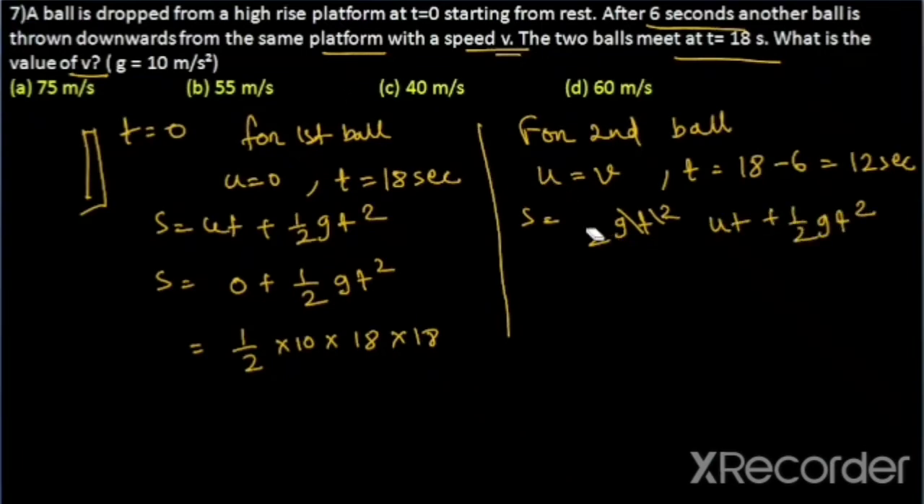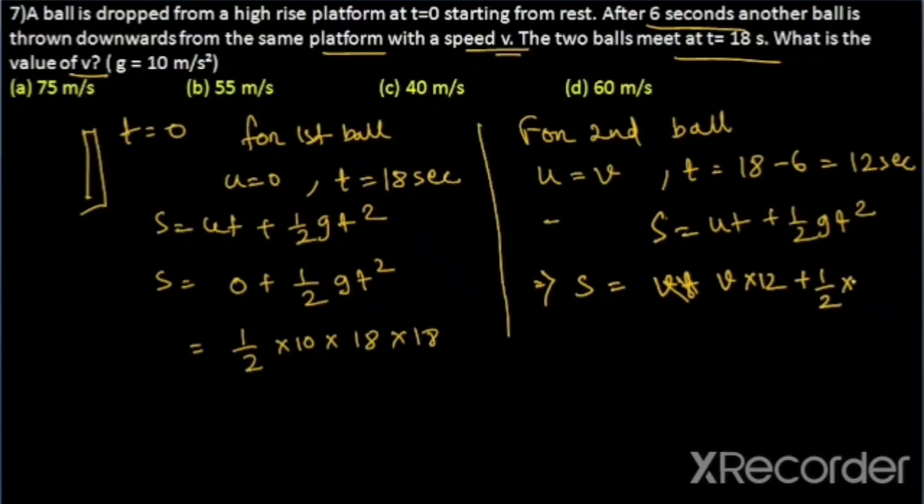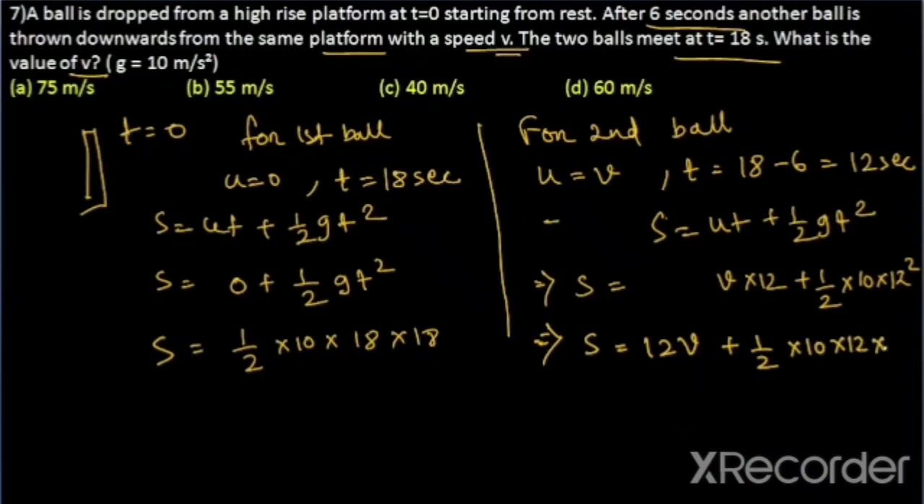S is equal to ut plus half gt square. That will become s is equal to v into 12 plus half into 10 into 12 square. Here s will become 12v plus half into 10 into 12 into 12.